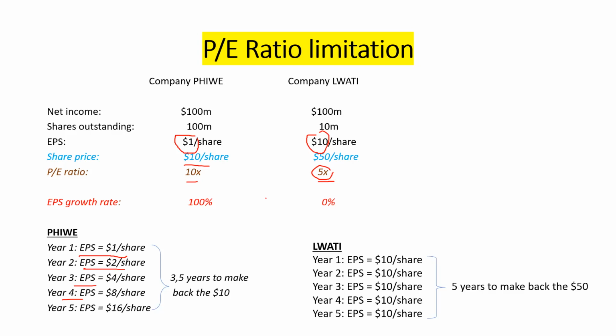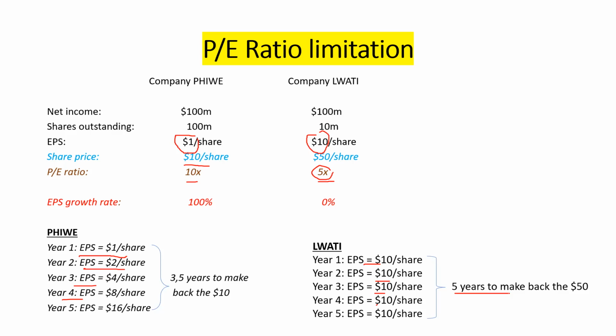Looking at company Lwati, which we said is not growing. So every year, the earnings per share will be $10. And then how long will it take you to get your $50 that you paid for that share? It will take you 5 years. So now, because of the higher growth rate, with company PE you get your money back in roughly 3.5 years, compared to company Lwati, which still takes 5 years for you to get your money back. And that is why, because of the high growth rate, company PE is now more valuable.